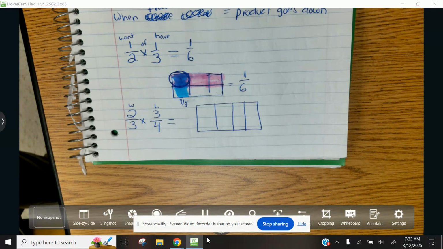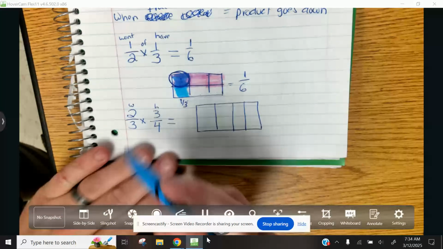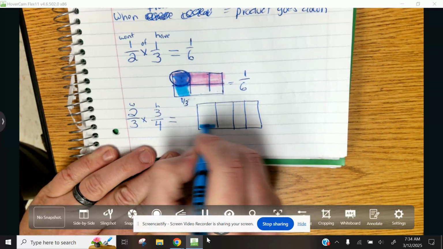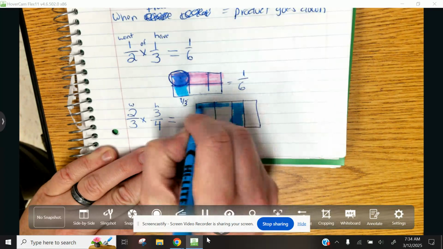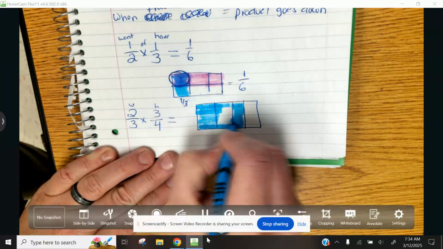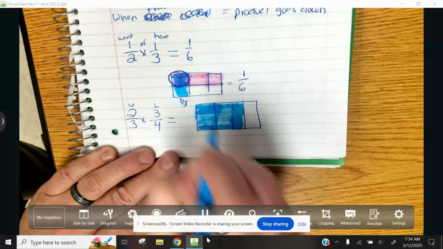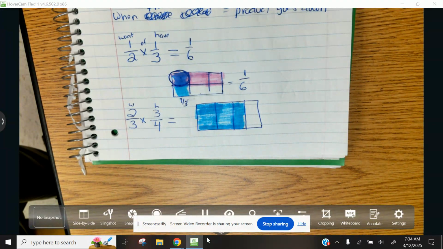Now, shade what you have. Again, same thing. This is no different than what we've been doing. Shade what you have. I have 3/4. So I'm going to shade 3 of my 4 pieces of candy or candy bar, whatever you want to say, blue. So I have 3/4 of a Hershey's candy bar.